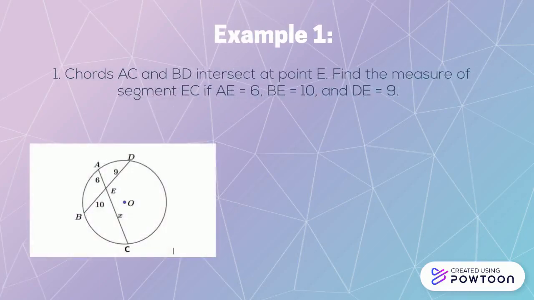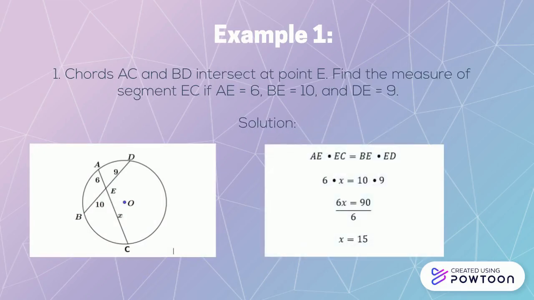Chords AC and BD intersect at point E. Find the measure of segment EC if AE equals 6, BE equals 10, and DE equals 9. While using the theorem, we can say that AE times EC equals BE times ED. This gives us 6x is equal to 10 times 9. When we solve for x, this gives us the answer of 15. Therefore, the measure of segment EC is equal to 15.